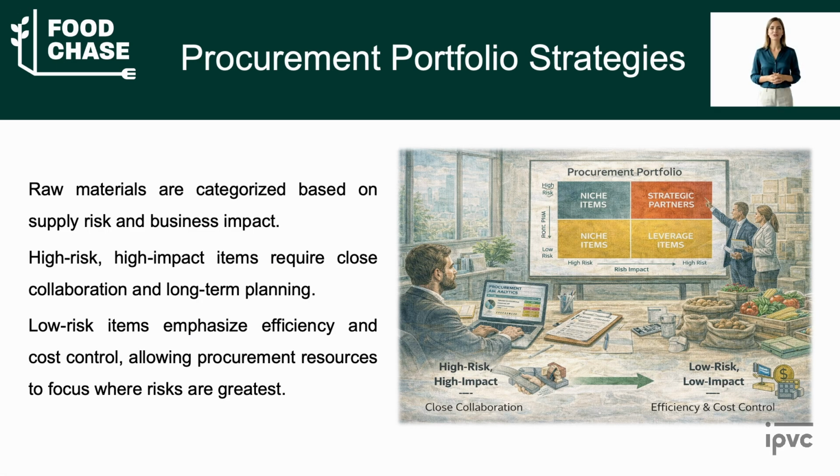Procurement portfolios classify raw materials based on supply risk and business impact. High-risk, high-impact items require close collaboration and long-term planning, while low-risk items emphasize efficiency and cost control. This targeted approach allows procurement resources to focus where risks are greatest.